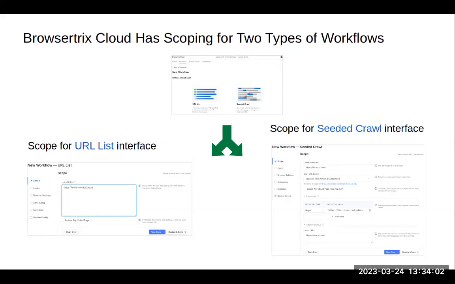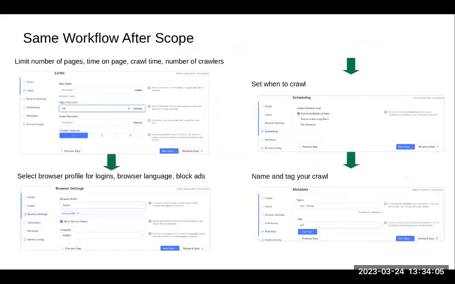After you set up the scope, the workflow for the URL list or seeded crawl is the same, where you can set the number of pages, how long to keep the crawler on a page, how long you want the crawl to last, the number of crawlers you want to run, if you want to use browser profiles for logging into sites, if you want to set the browser language to something other than English, if you want to try to block ads, and then when you want to crawl, and a name and a tag or tags for your crawl.